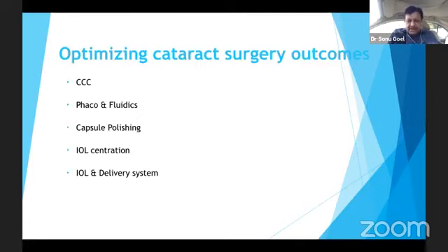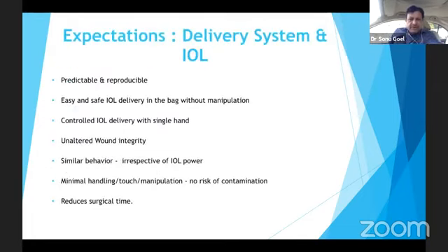So I rest my case on the delivery system because this is what now we feel takes most of the time. The expectations by me as a surgeon from the industry for the delivery system of the IOL is to have a very predictable and reproducible system. I think what Dr. Nasir and Dr. Suhas were discussing was the excellent reproducibility, which is very important in these delivery systems. So ease and safe IOL delivery in the bag without manipulation, a controlled IOL delivery with a single hand, unaltered wound integrity, similar behavior irrespective of IOL power.